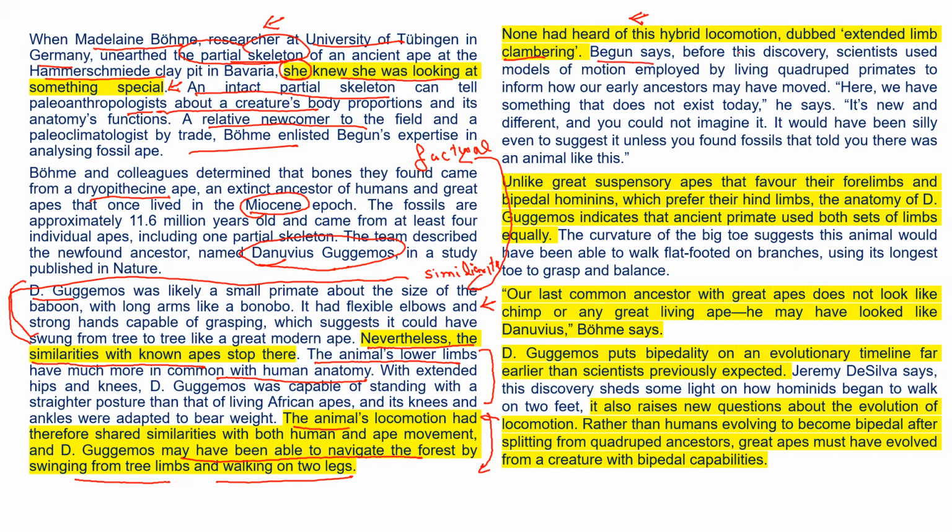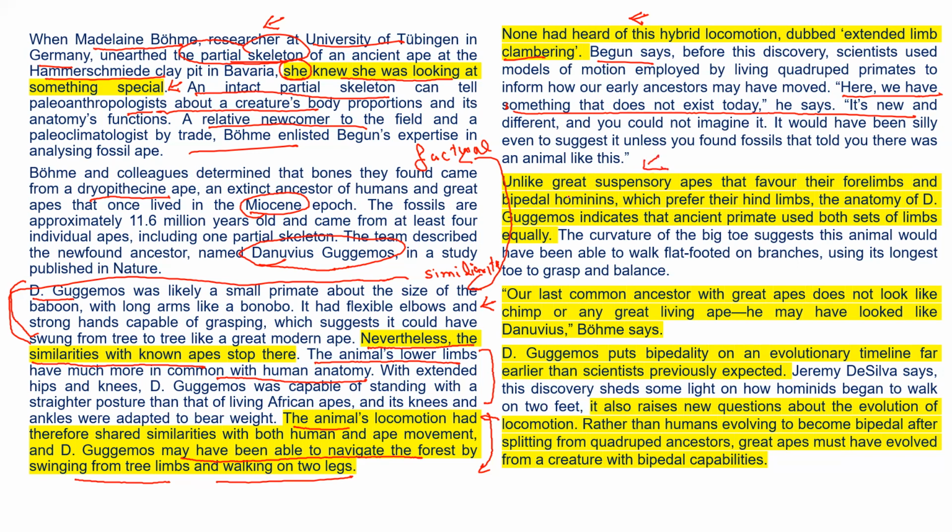Now Biggin says again something which is factual in nature. Before this discovery, scientists used models of motion employed by living quadruped primates to inform how our early ancestor may have moved. Here we have something that does not exist today, he says. Very important. I should have marked even this, because this is again giving me a new dimension, telling me something new about this skeleton, that we have found something that does not exist today, because previously we used to believe something else, and that belief has been countered by what they have discovered.